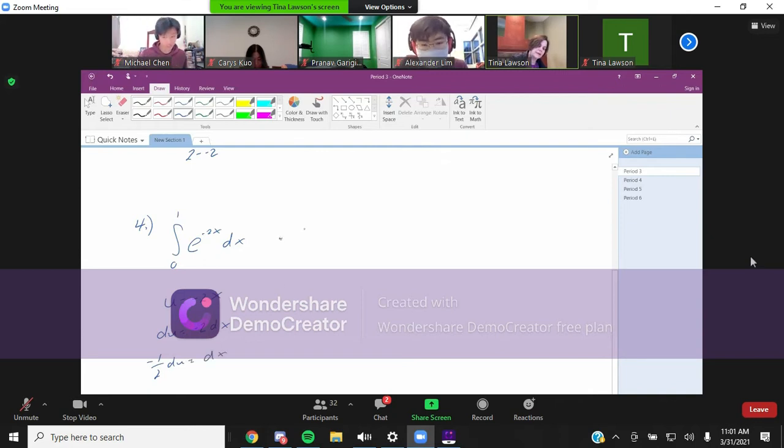And then I could do substitution. So I could make this e to the u. The dx could be -1/2 du. I'll just keep it in the middle of it and create the new u here.